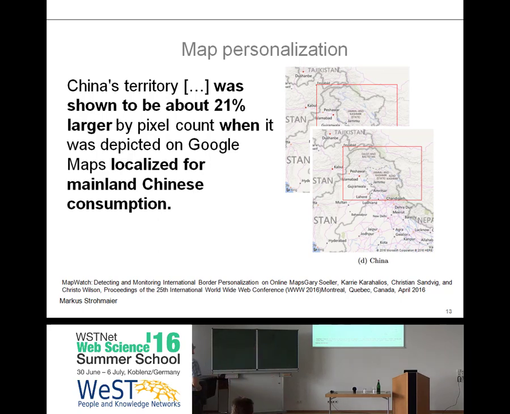And what they found was that China's territory was shown to be about 20% larger by pixel count when it was depicted on Google Maps localized for mainland Chinese consumption. So depending on where you are, your worldview will be different if you use maps as a way to learn about the world. Interesting, right? Not equal access to information, knowledge, and energy.